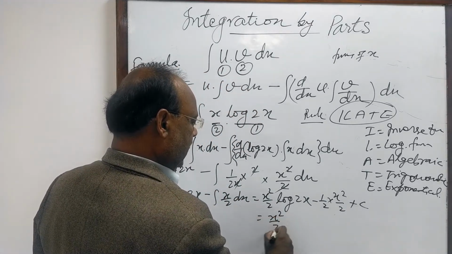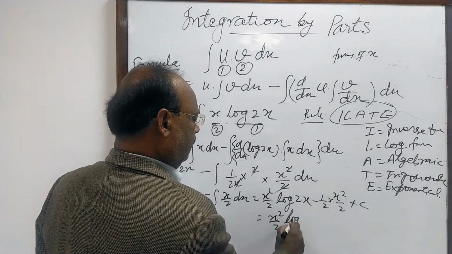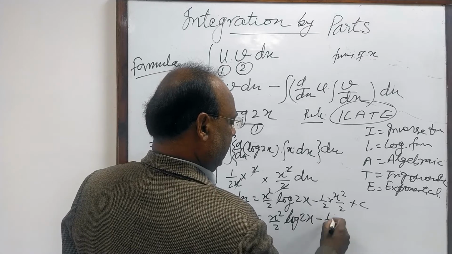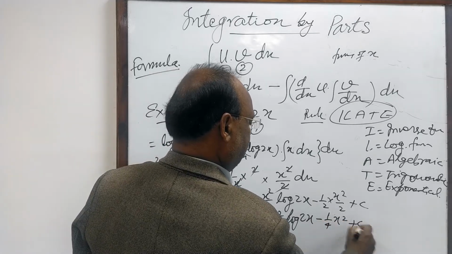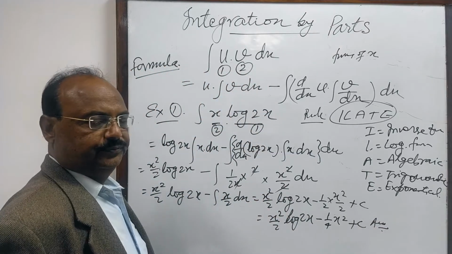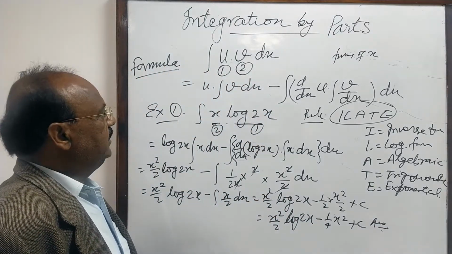This is x square by 2 log of 2x minus 1 by 4 x square plus c. This is the answer. Correct? Now let us see the next question.